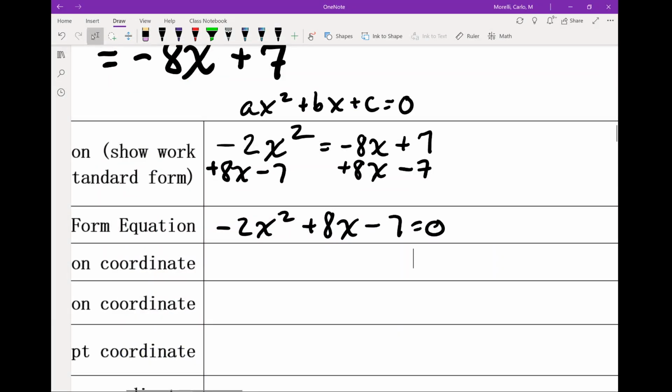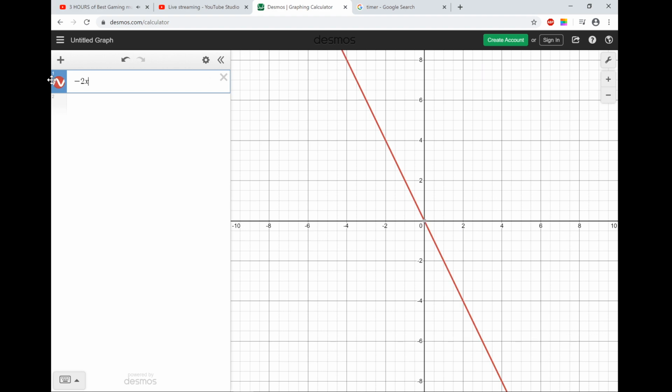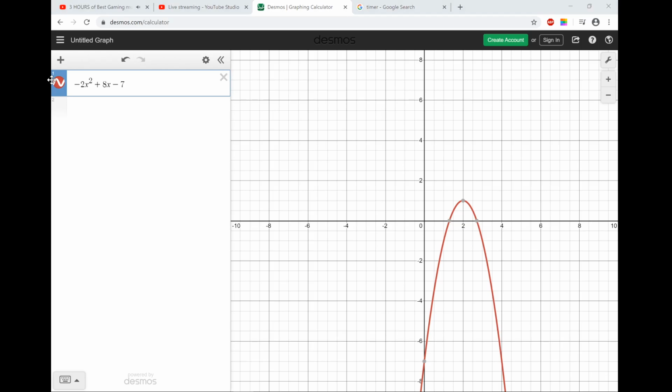All right, so I'm going to plug it into Desmos. Negative 2x squared plus 8x minus 7. Bingo. Okay, so here are the points I need. I need the y-intercept, the x-intercept, the vertex, and the other x-intercept. If I click right here, I can also get the point of reflection.